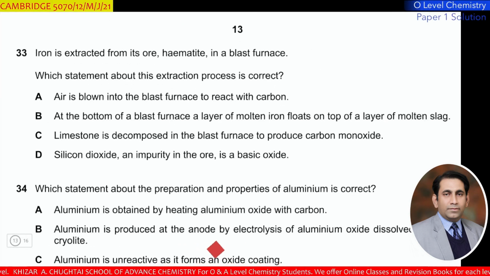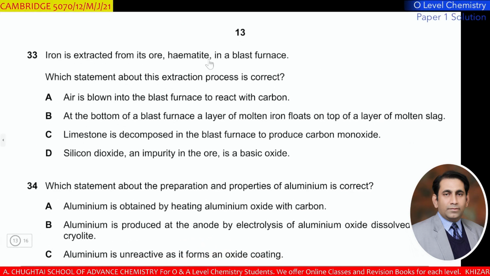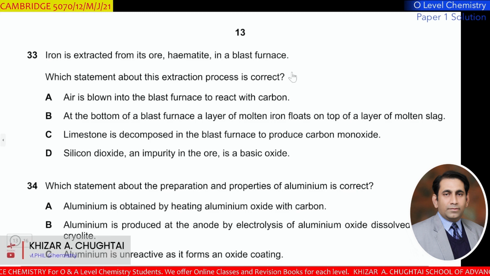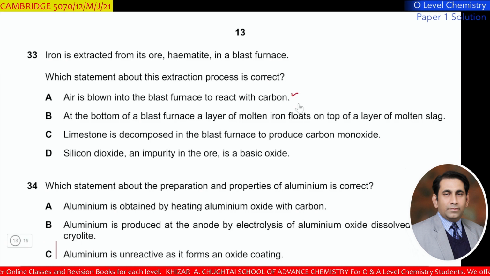Question number 33, the iron is extracted from its ore, hematite, in the blast furnace. Which statement about this extraction process is correct? Air is blown into the blast furnace to react with the carbon. Yes, it is true. First of all, the air is blown, and oxygen reacts with the carbon to make CO2.